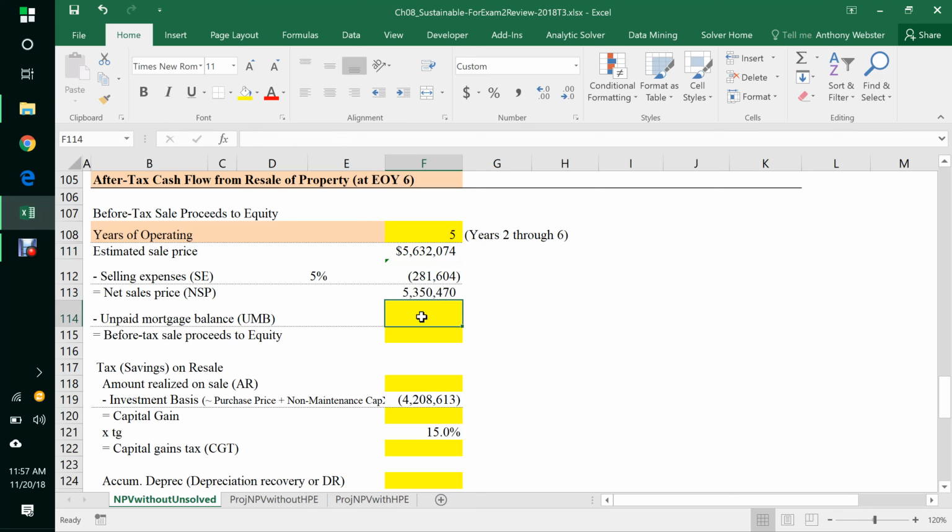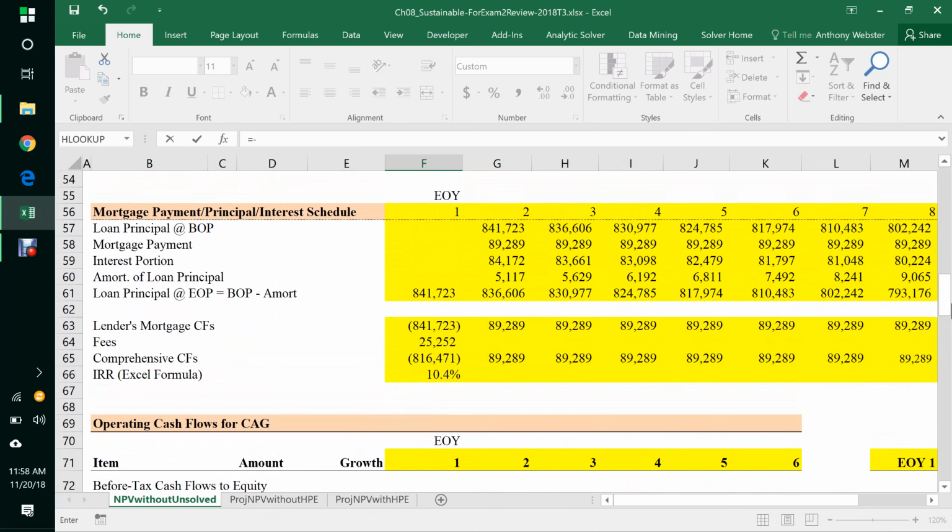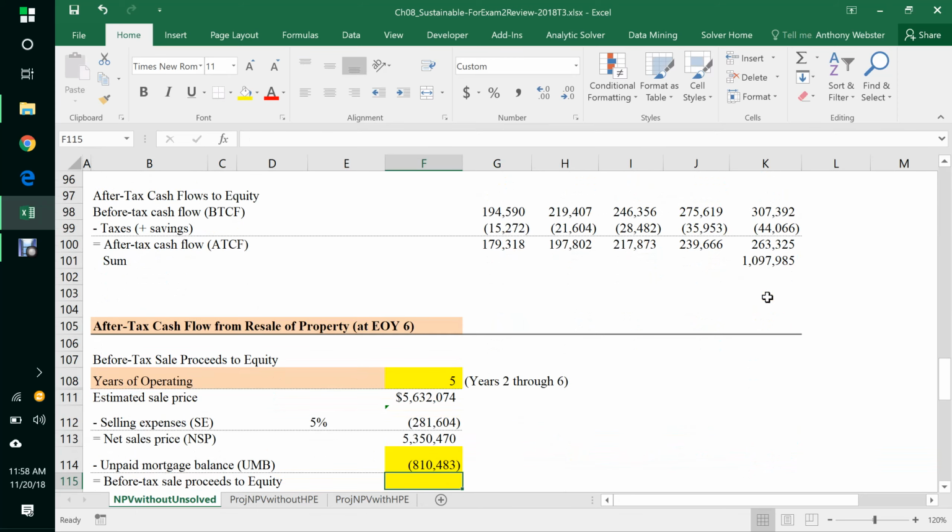Okay, so the unpaid mortgage balance is going to be, happily, another reason why we did all this mortgage table stuff. So just be sure to get that year right. What time is it now when they exit this project? It's not end of year 5, it's not end of year 7, it's end of year 6. So I go to year 6. At end of year 6, the unpaid mortgage balance is $810,000.